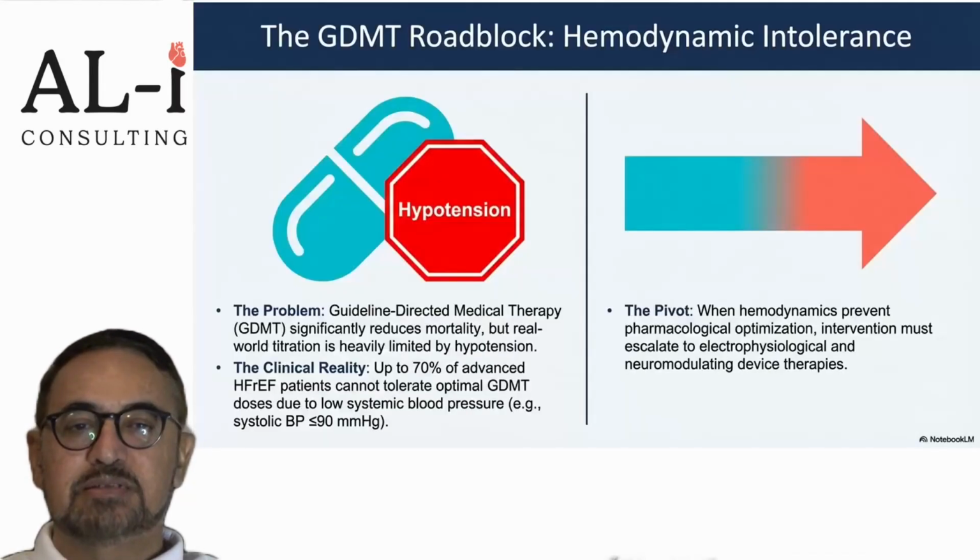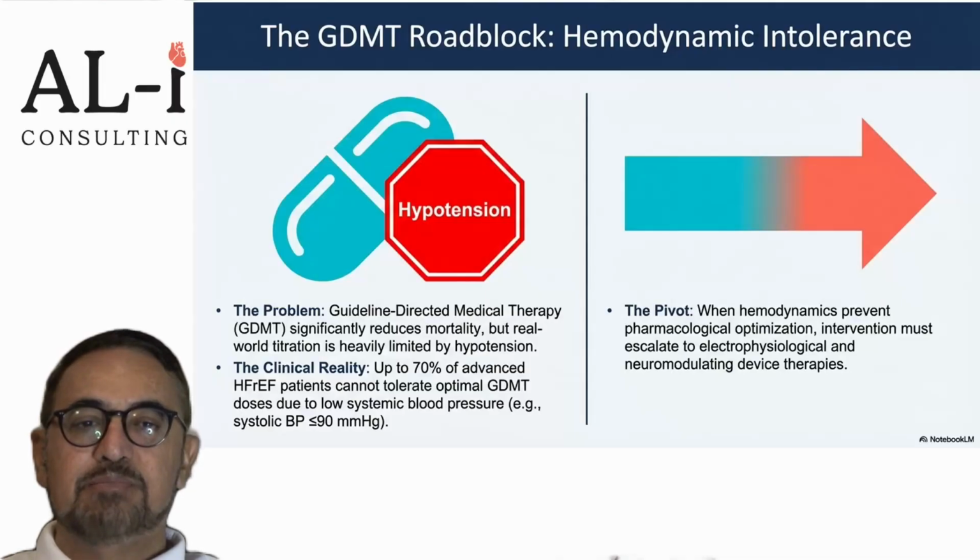Now we come to one of the biggest real world problems in heart failure management: hemodynamic intolerance. Guideline directed medical therapy clearly reduces mortality, but in practice, many advanced heart failure reduced ejection fraction patients cannot tolerate optimal doses because of hypotension. The issue is that the patient's circulation is too fragile to support the very therapies that would help remodel the ventricle favorably. This is where strategy has to pivot.